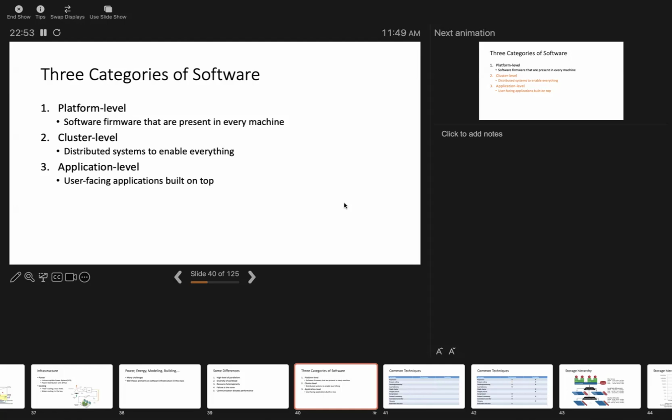Finally, on top of that is the application level, the user-facing application, for example ChatGPT. It runs on top of the cluster level, and then on top of the local system, probably Linux, combined with their CUDA system. Any questions?